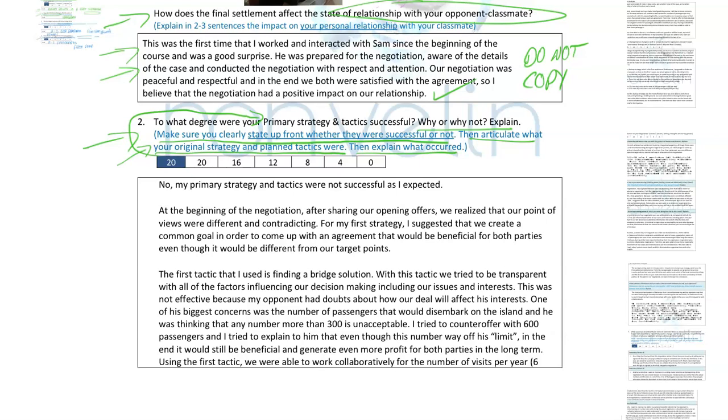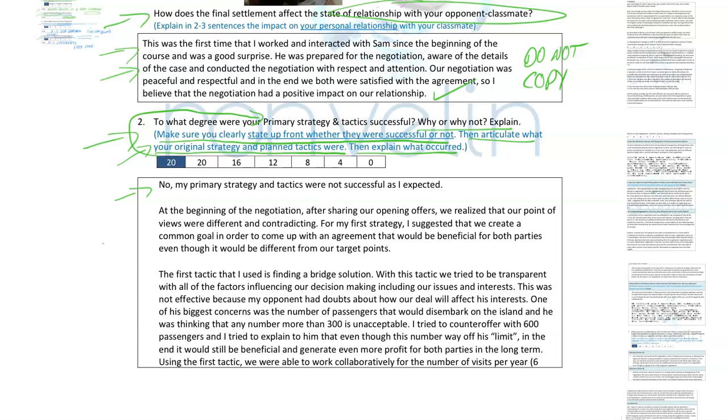Here, right up front, he says, no, my primary strategy and tactics were not successful as I expected. You notice there's some grammar hiccups here. We want you to do your best, and you want to make sure you proofread your work, but if it's not perfect, don't worry about it. Just do your best to make it as clear as possible.